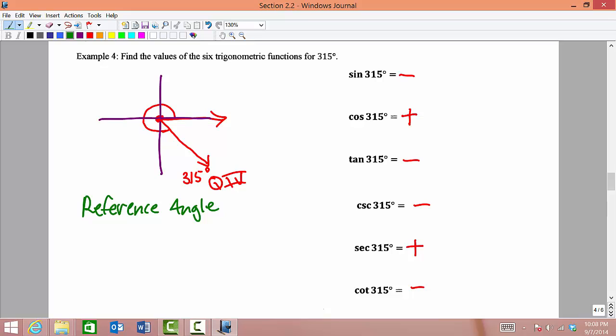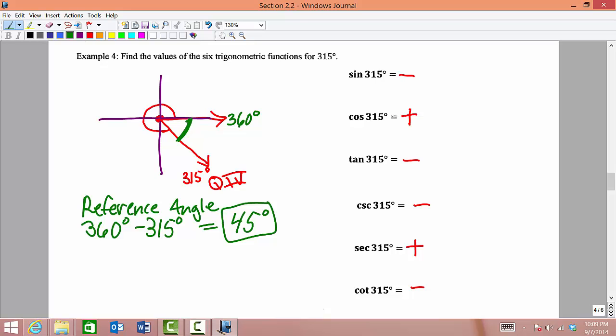We know that the reference angle will tell us the numeric values that go behind the signs of all of my trig functions. So for 315 degrees, between its terminal side and the nearest x-axis, which we can think of as 360, that would be 360 degrees minus 315 degrees. That tells me that my reference angle is 45 degrees.